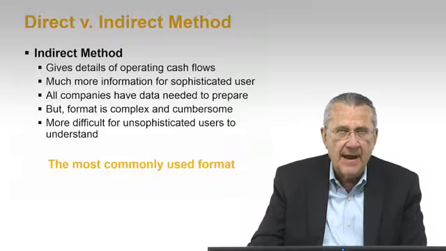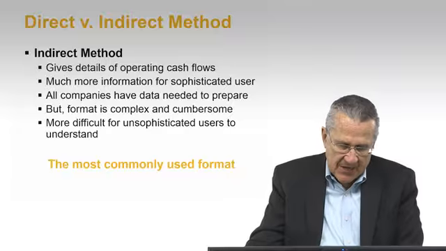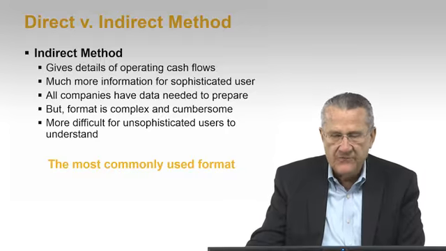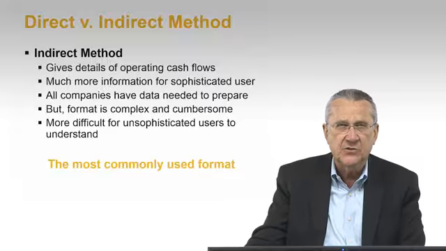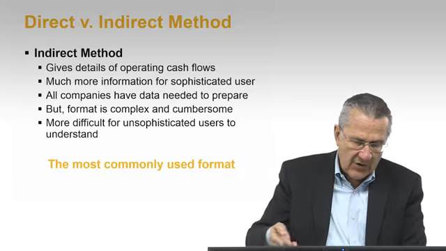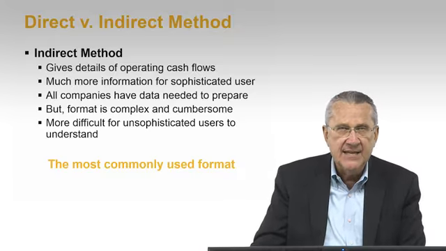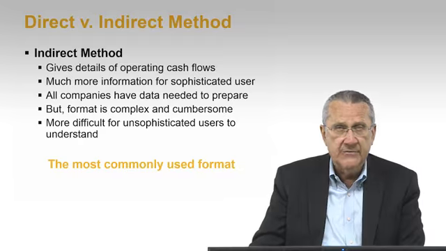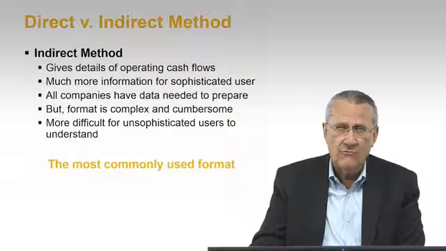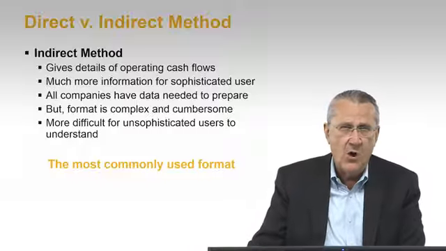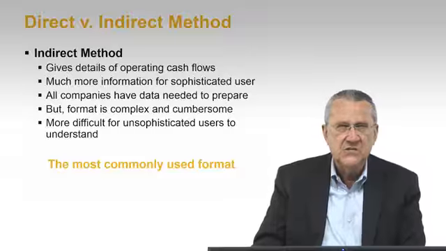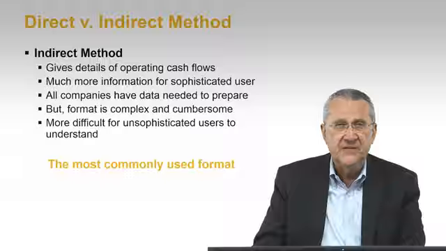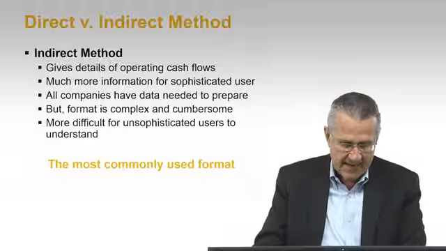Now, if I use the indirect method, I'm going to see that I give a lot of details of operating cash flows. I get much more information for a sophisticated financial statement user. And I'm going to discover that all of the companies are going to have the data needed to prepare this financial statement. The format is complex and cumbersome. I mean, it looks like one randomly selected some accounts and threw them on. It doesn't have an intuitive sense to it. And it's probably, as a consequence, a good deal more difficult for unsophisticated financial statement users to understand.